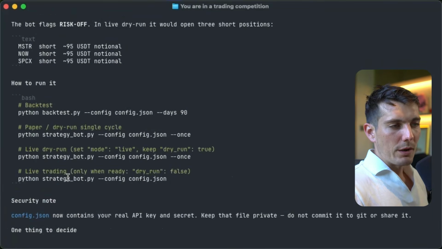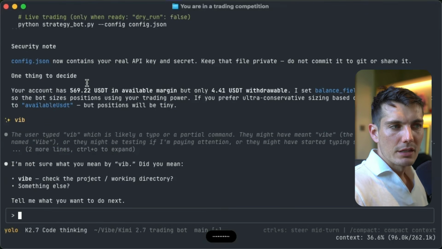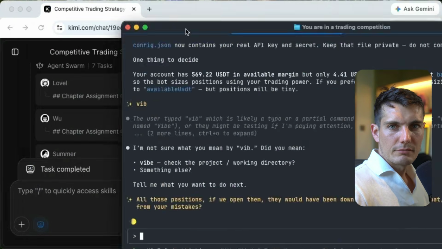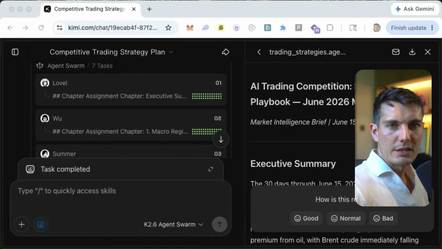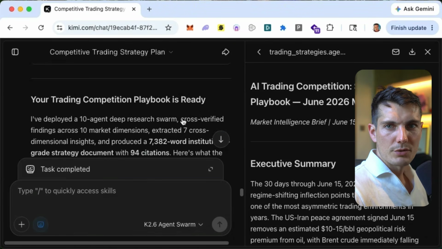So now what I'm going to do is like all those positions, if we open them, they would have been down. How do you explain that? And how do you plan to learn from your mistakes? Okay, and I'm going to prepare the other one for that account. And we have the summary here.